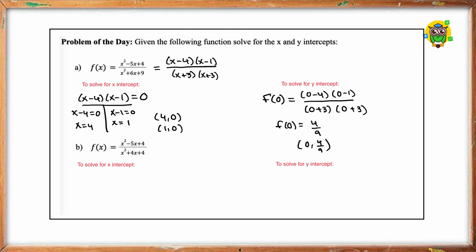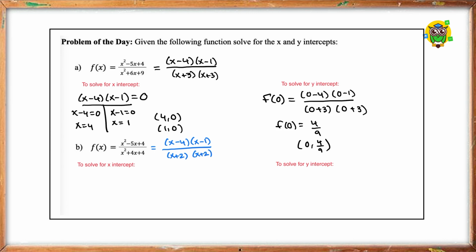Let's take a look at our next function. f of x equals x squared minus 5x plus 4 over x squared plus 4x plus 4. We're going to start off by factoring this function. We have x minus 4 times x minus 1 in our numerator, all over x plus 2 times x plus 2 in our denominator.